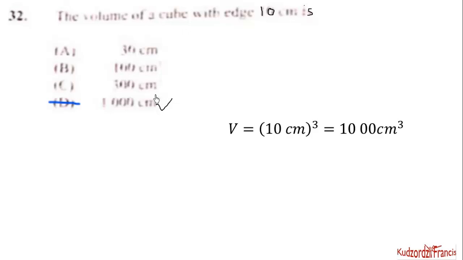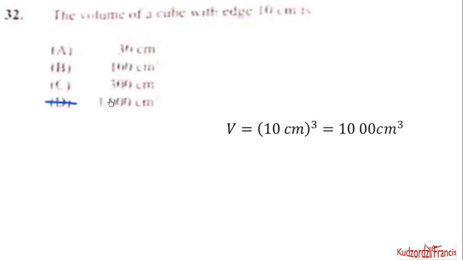Now, question 32. The volume of a cube with edge 10 centimeters. We know that the volume of a cube is given by the side length cubed. So 10 centimeters cubed is equal to 1,000 centimeters cubed. So the correct answer is D, 1,000 centimeters cubed. Then 33.